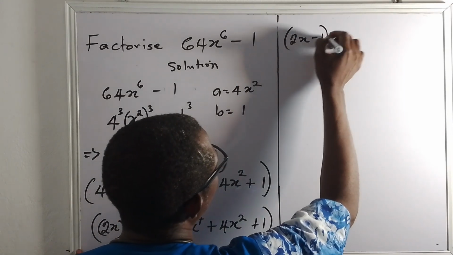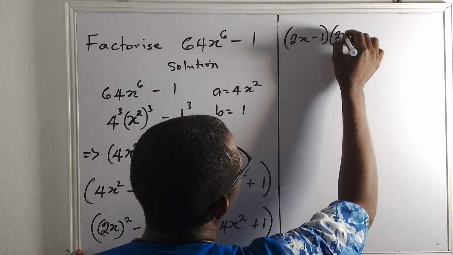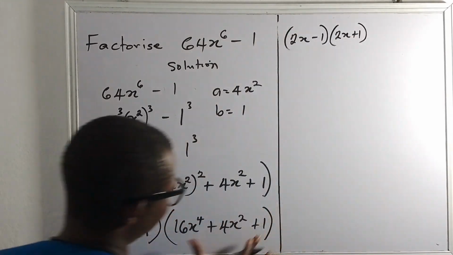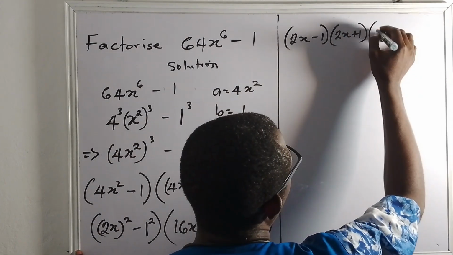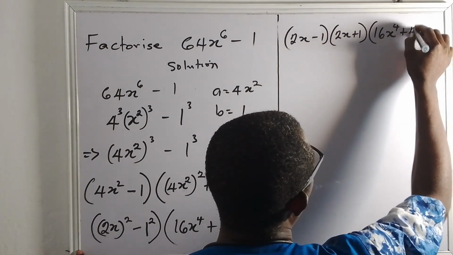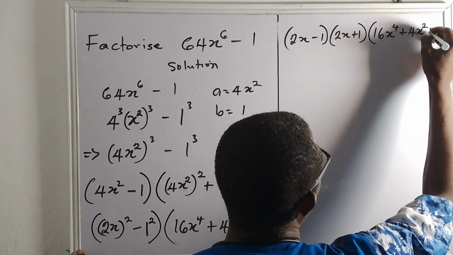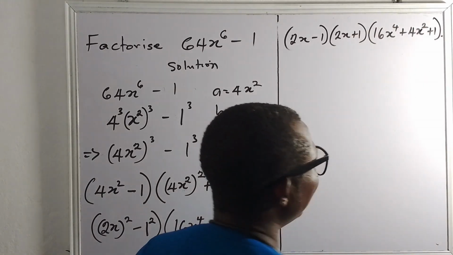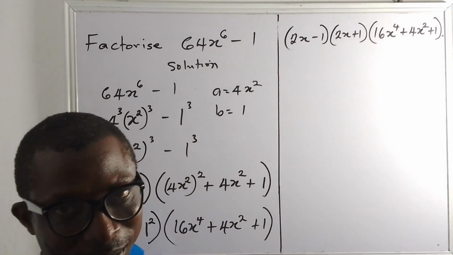So this turns to 2x minus 1 times 2x plus 1 times what we have here, that is 16x raised to the power of 4 plus 4x raised to the power of 2 plus 1. And that is the answer to the problem.